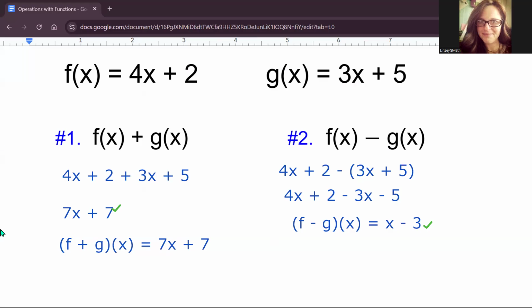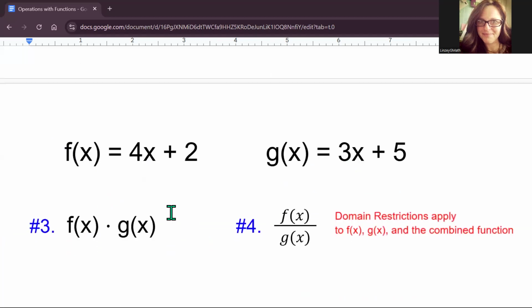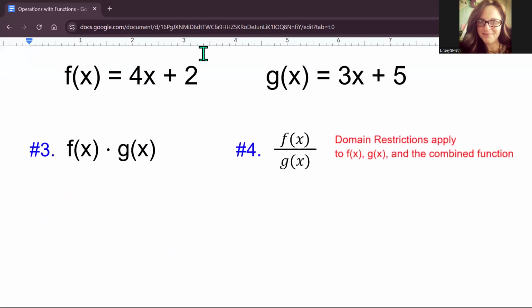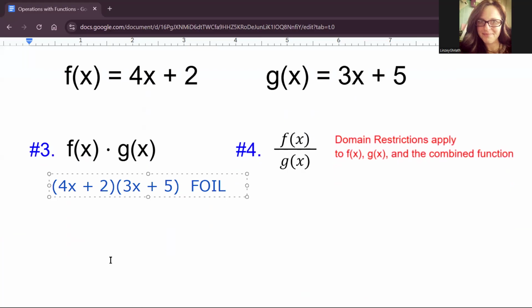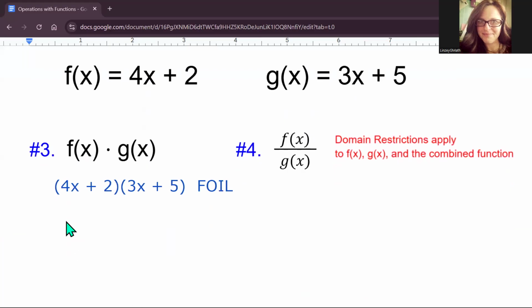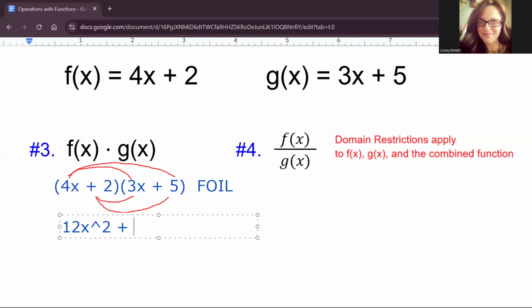Moving on. Number 3, multiplying these two functions together, we will need to FOIL or multiply these two binomials. And we'll do exactly that. 4x times 3x, 4x times 5, 2 times 3x, 2 times 5. Let's see, we get 12x squared plus.